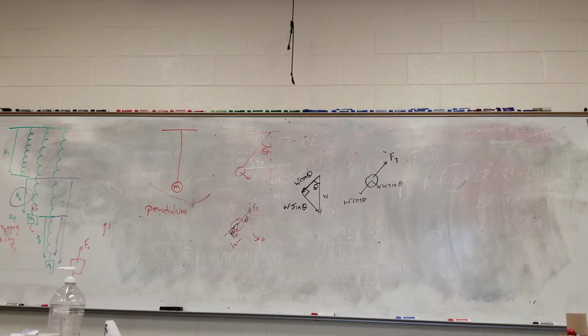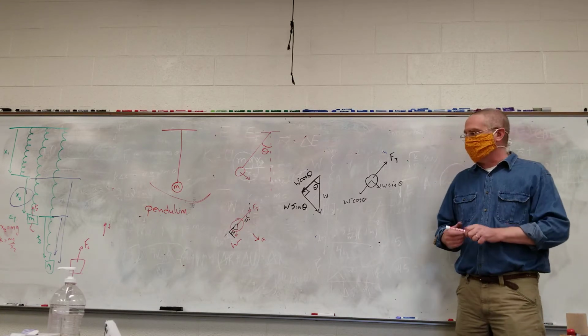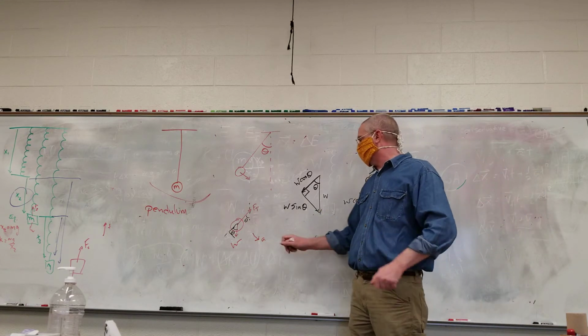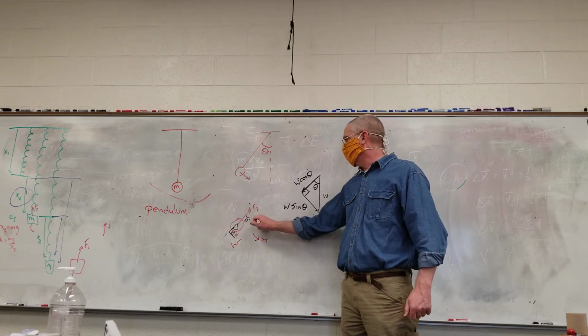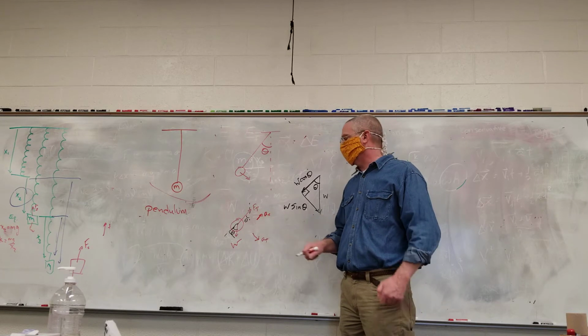One acceleration should go to the center of the circle. What is that acceleration called? Yep, centripetal. So we have a centripetal acceleration. This acceleration right here is actually the tangential acceleration. I should put a T there. And then there's a centripetal acceleration acting that way.